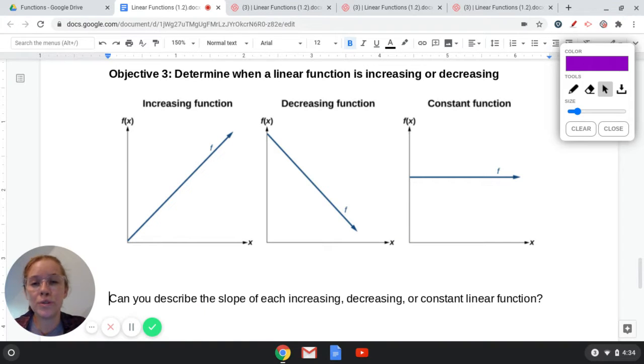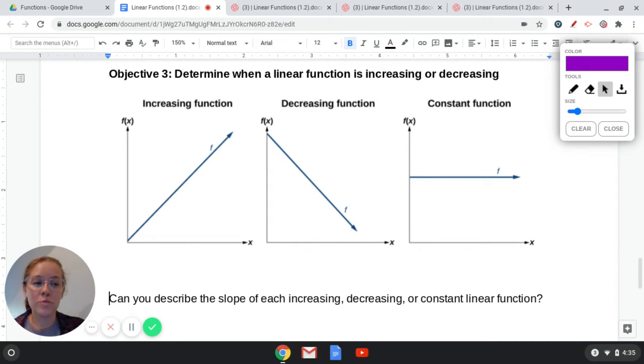So now we're going to determine when a linear function is increasing, decreasing, or constant. A constant function is just linear with a zero slope. So let's take a look at these. Increasing: y goes up as x goes up, or as x goes down, y goes down. Constant: as x increases, y stays the same.